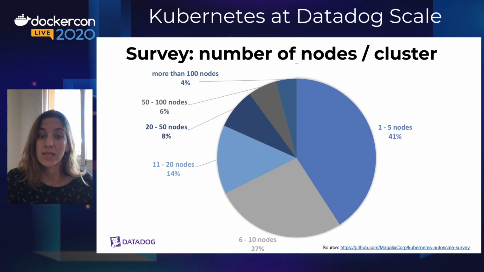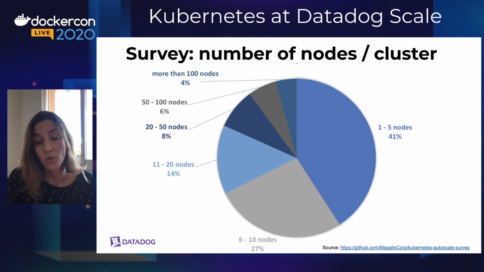27% said between 6 and 10, which is a little bit bigger, but still. And only 4% said more than 100 nodes. Again, this is a very small survey, so take it with a pinch of salt, but it gives us an idea that there are definitely more people running Kubernetes at a smaller scale.